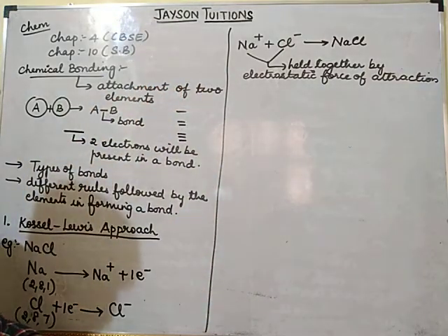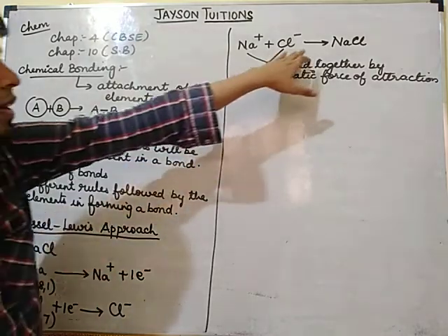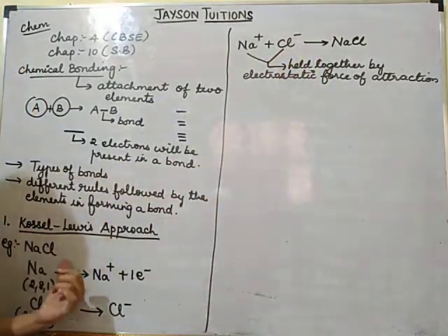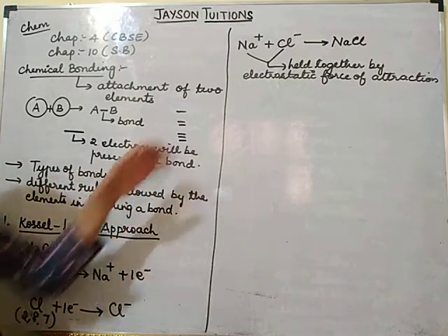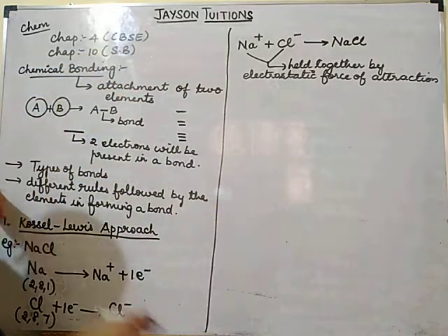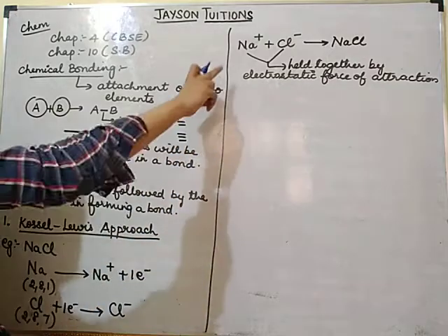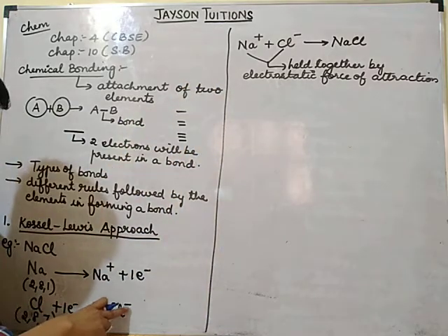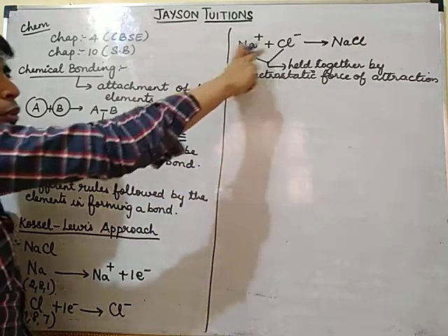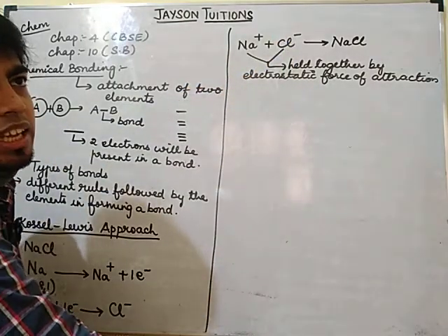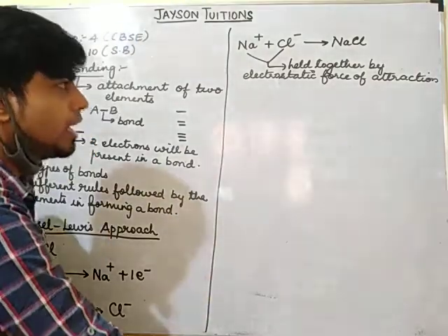Okay, so this type of bond is formed. This is what is given by the Kossel-Lewis approach. Okay, so Kossel and Lewis say that one element will lose an electron and get a positive charge. One element will gain an electron and get a negative charge. Okay, and then they will come together by the electrostatic force of attraction, and it will form a bond.